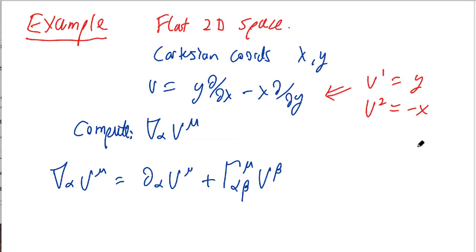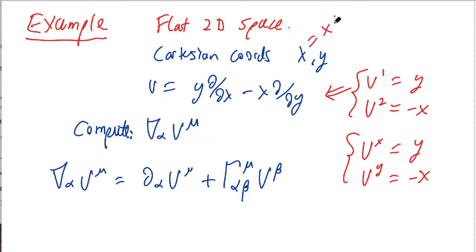Now, what I think I'll do in this example, as is common practice, instead of using 1s and 2s here, I'll use x's and y's. So I'll denote the first component of v as vx and the second component as vy. So in either notation, it means the obvious thing. The x1 coordinate is x and the x2 coordinate is y.